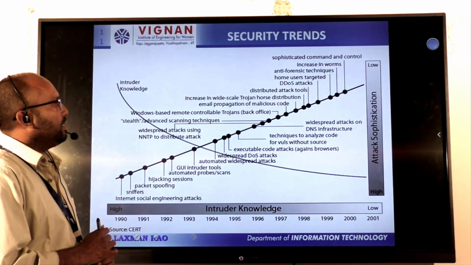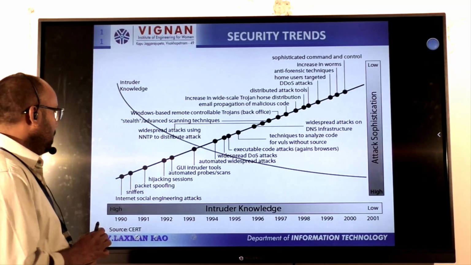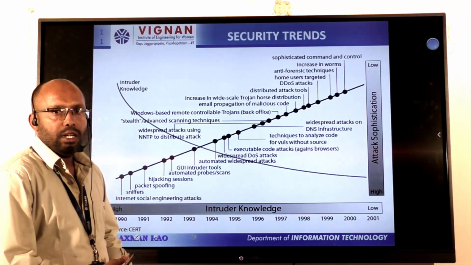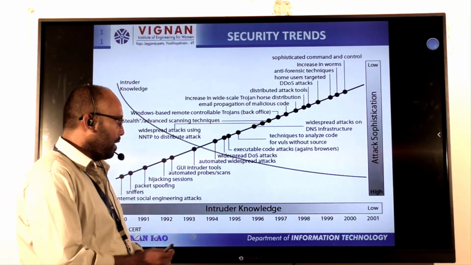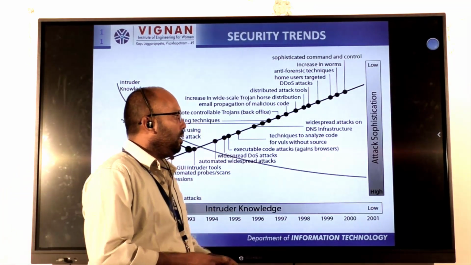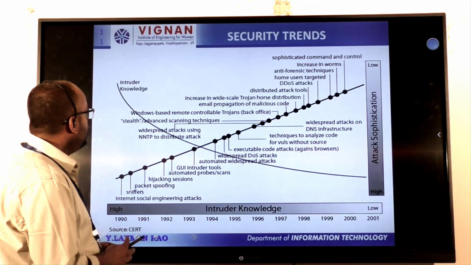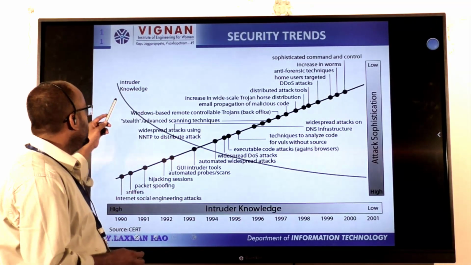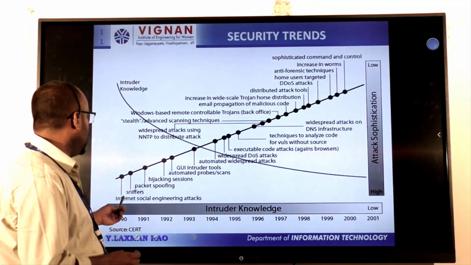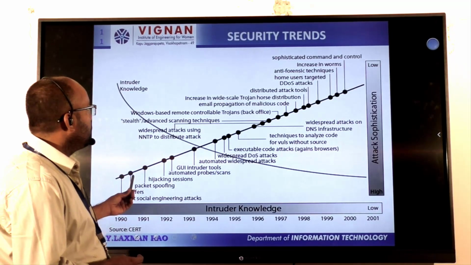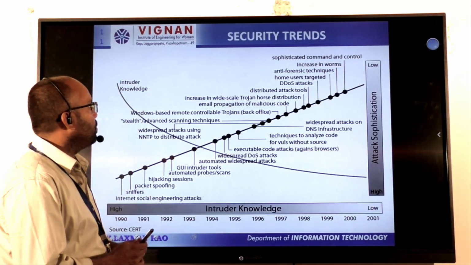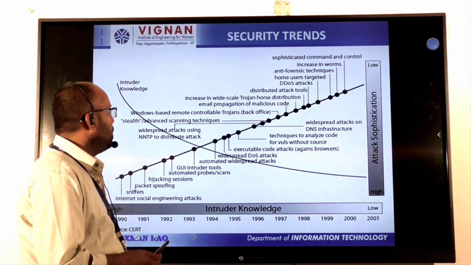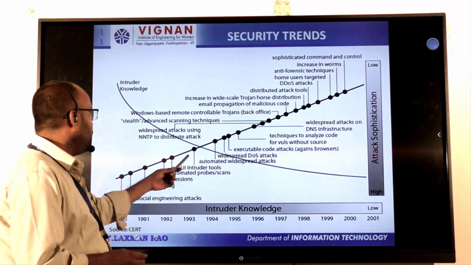If you see this, these are the various security trends. You can see this graph. There is intruder knowledge. Intruders are attackers, or you can call them hackers. And there is attack sophistication. You can see the different trends and security technologies: sophisticated command and control, increase in worms, anti-forensic techniques, distributed denial of service attacks, and email propagation. So these are the different types of attacks.